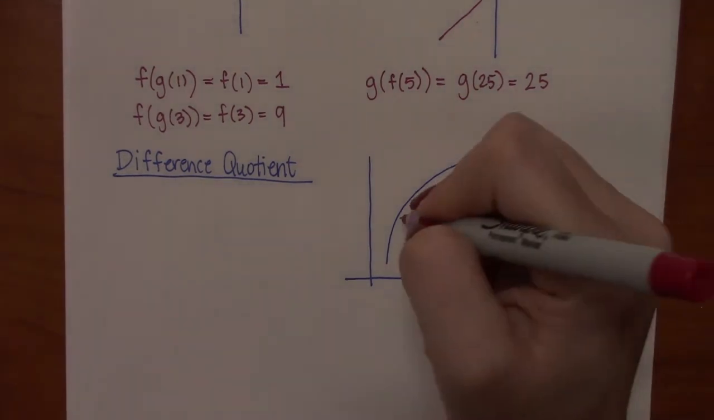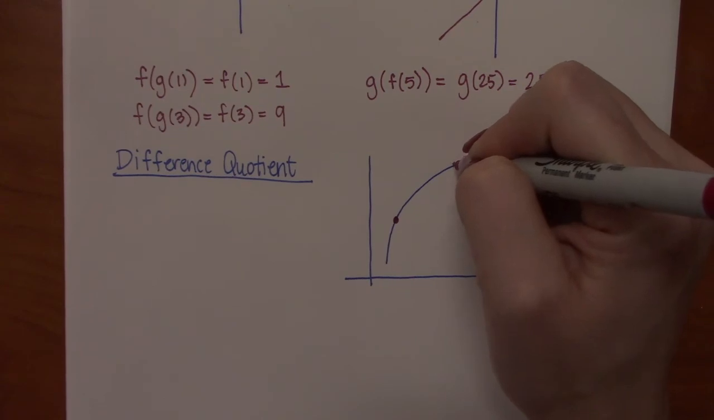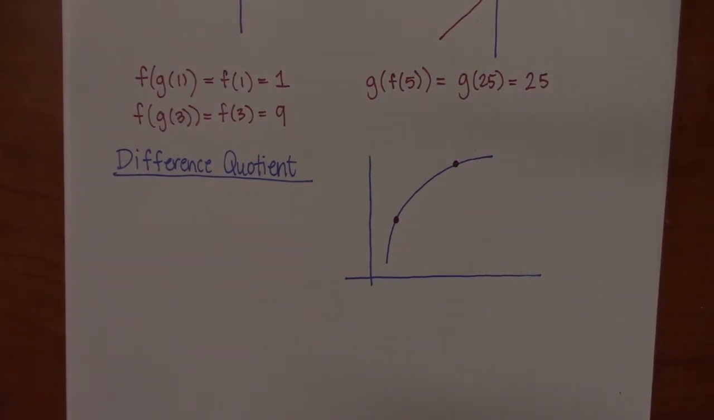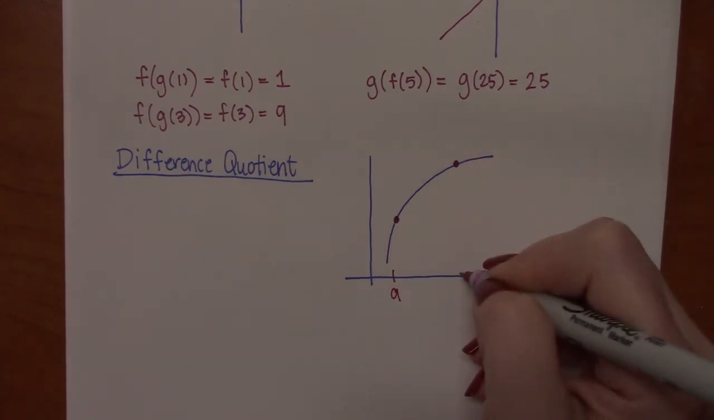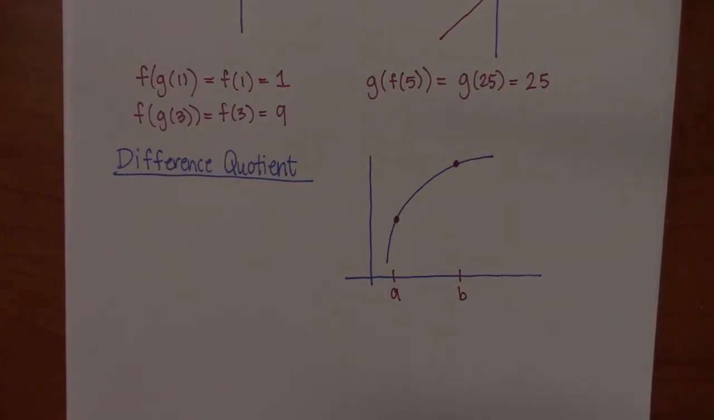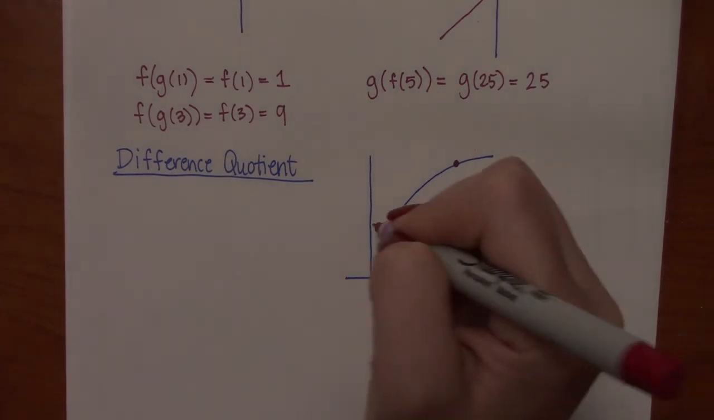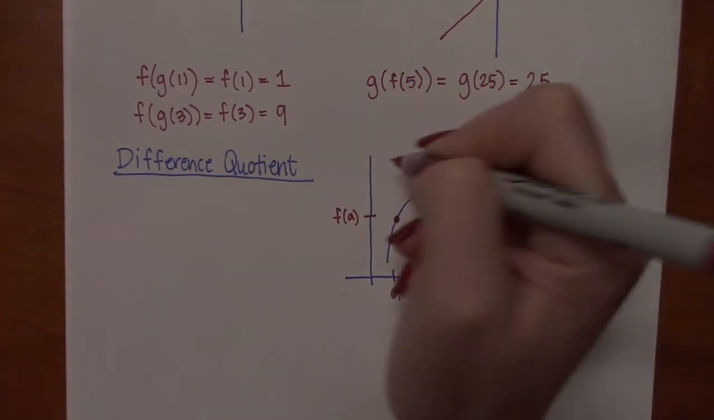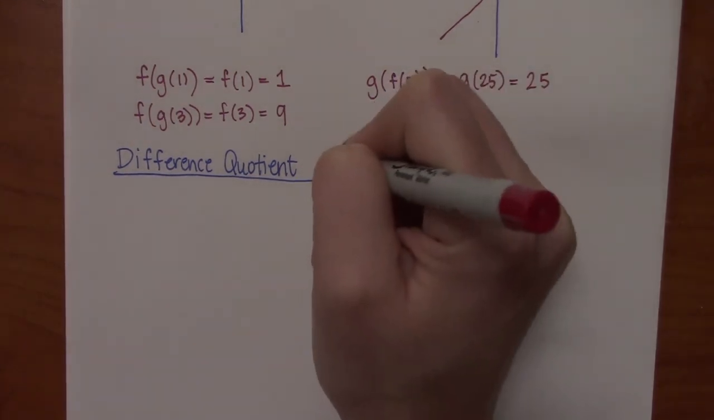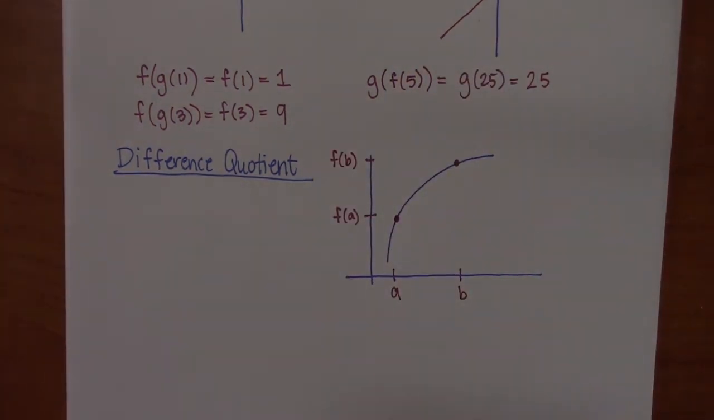So if I want to know what the average rate of change between these 2 points is, I'll say this is an x value of A, this is an x value of B. The corresponding y values are f of A and f of B. You plug that value into the function, and f of A would be the y value that came out, whatever number you get. You plug B in, f of B would be the value that came out.